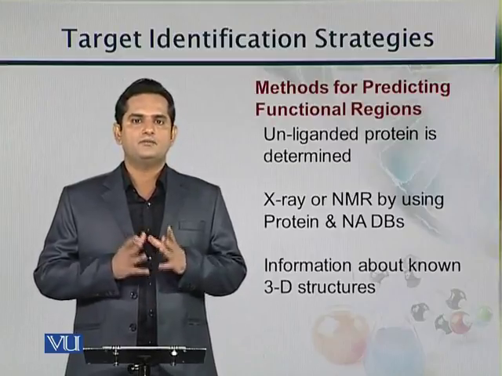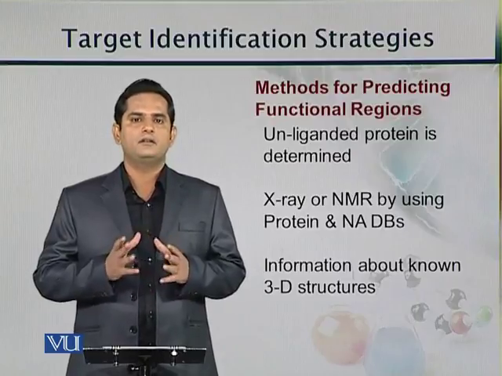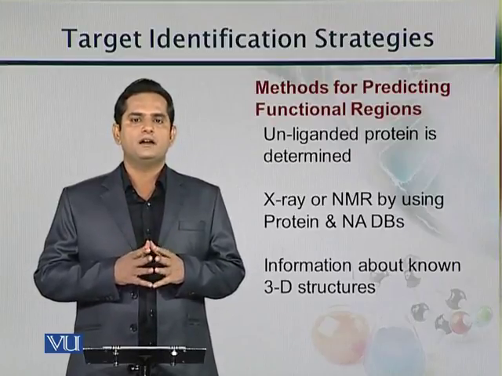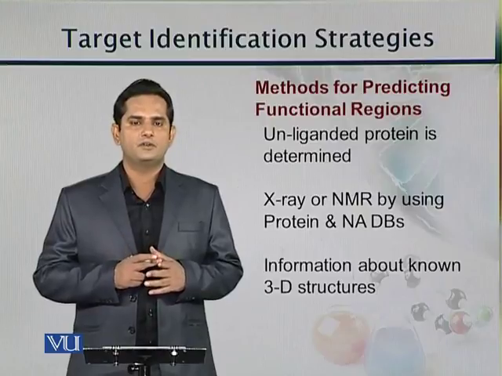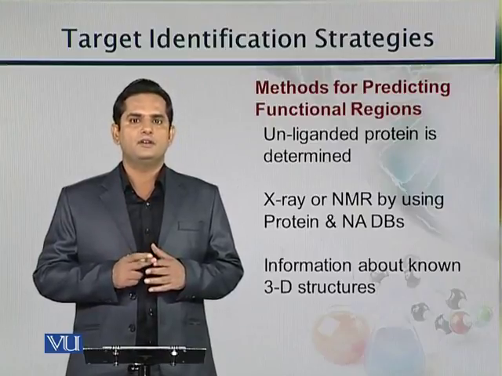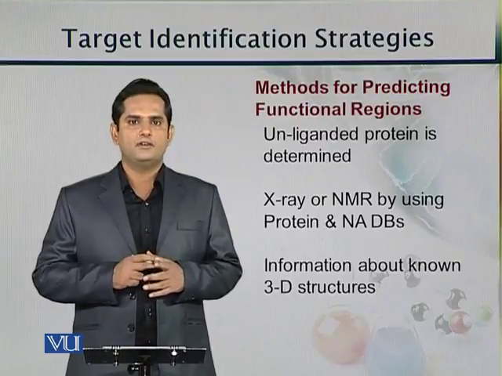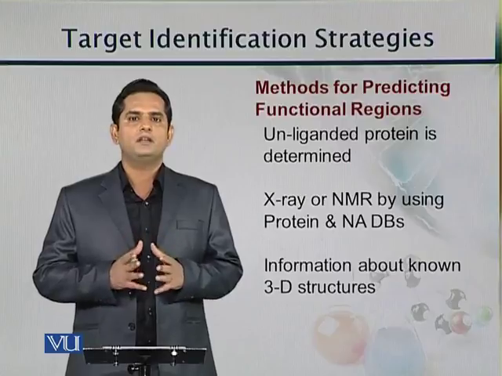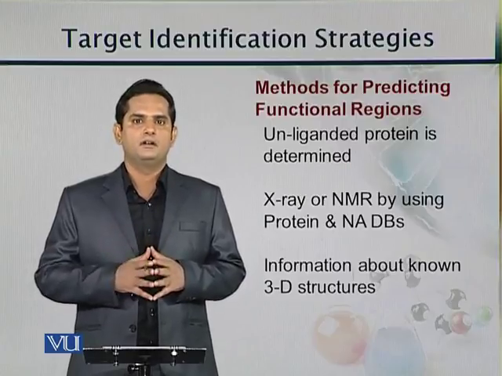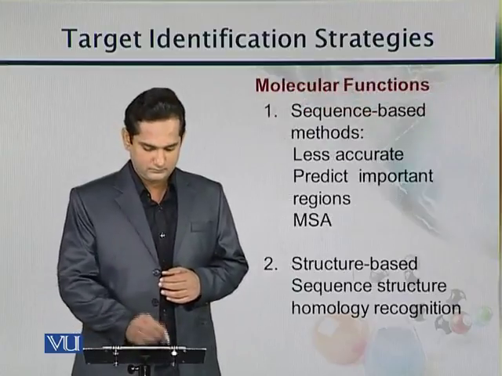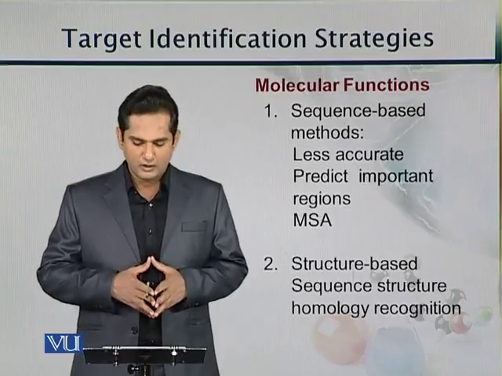Structure and function information can make combinations: either we have both structure and function information available, or structure is available and function is not, or vice versa, function is available but structure information is missing. So if we have one thing, we can guess the other one. So what we have are molecular functions.